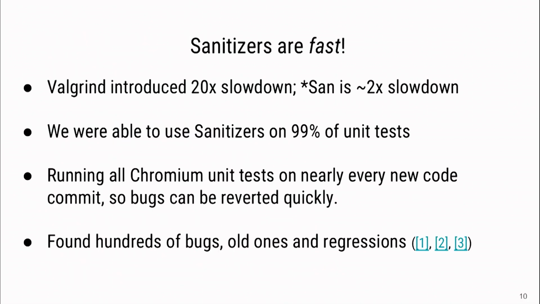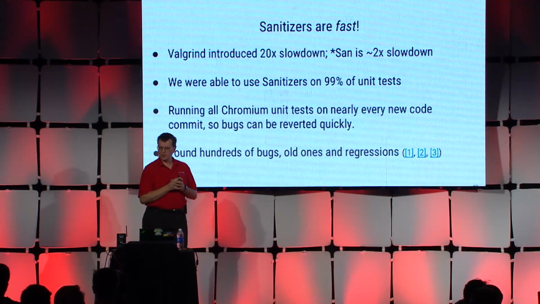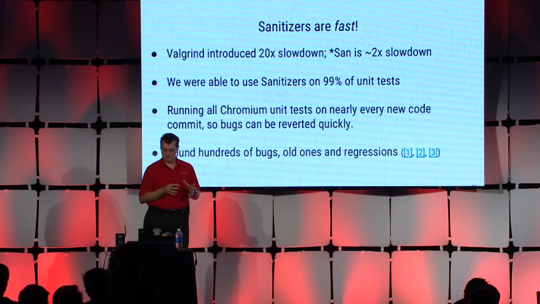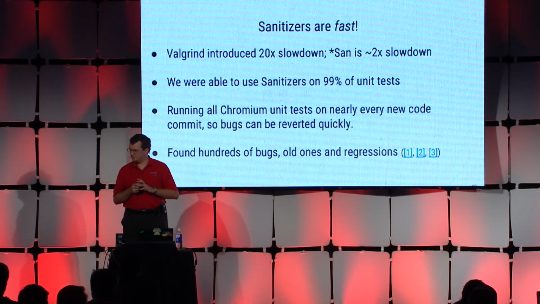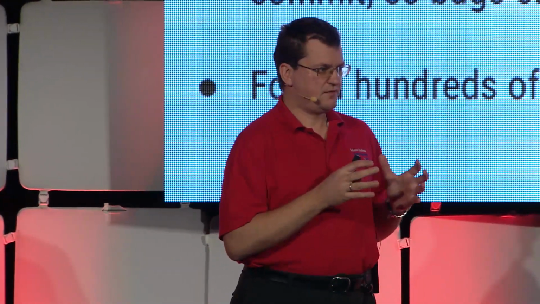The sanitizers are fast. For most of these tools, the typical slowdown is about 2x. Compare it with Valgrind, 20x. So we were able to run almost all of the unit tests in our huge code base with the sanitizers. A little bit more detail about Chromium, which is an open source project on which the Google Chrome browser is based. Chromium is about 10 million lines of C++ and a little bit of C code. And the unit tests are a very important part of this source base.